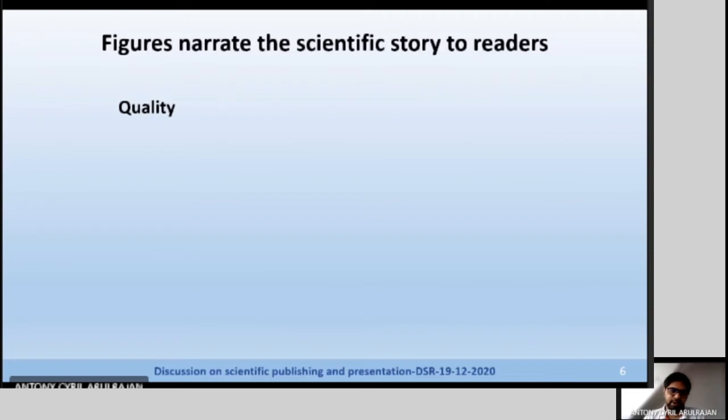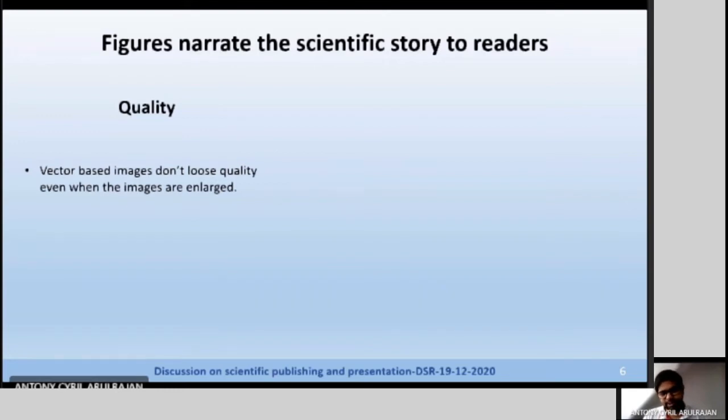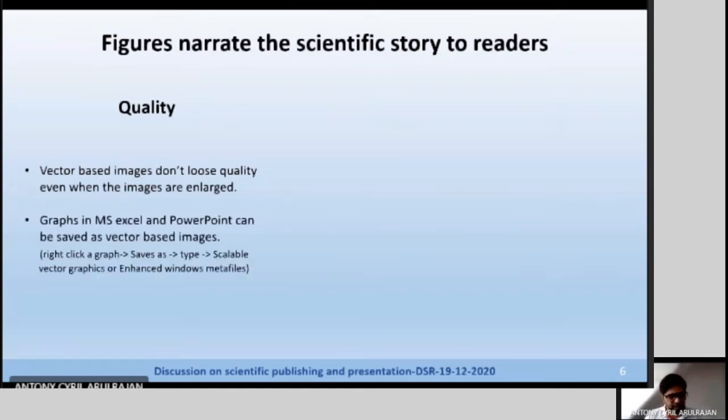And the second thing is quality. So there are types of images, that's vector based images, because most of the images, if you save in JPEG, are going to be saved based on the pixels. But there are other options where you can save images in the vector based version. The vector based versions save the images in such a way that even if you zoom or enlarge them to a great extent, they are not going to lose their quality. So how to do that?